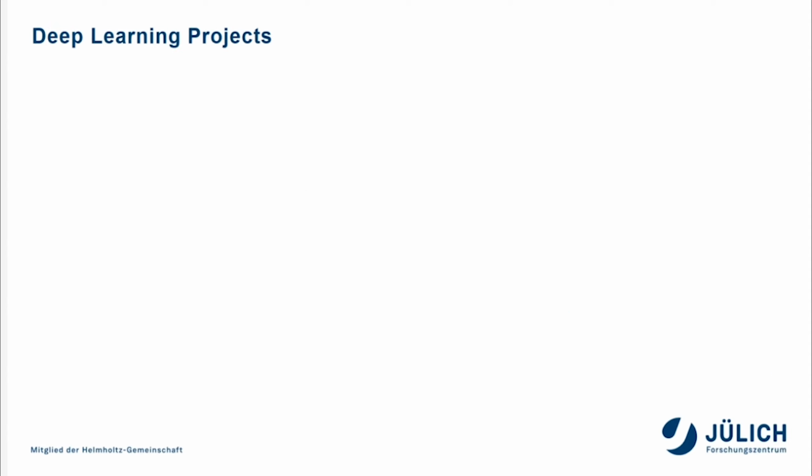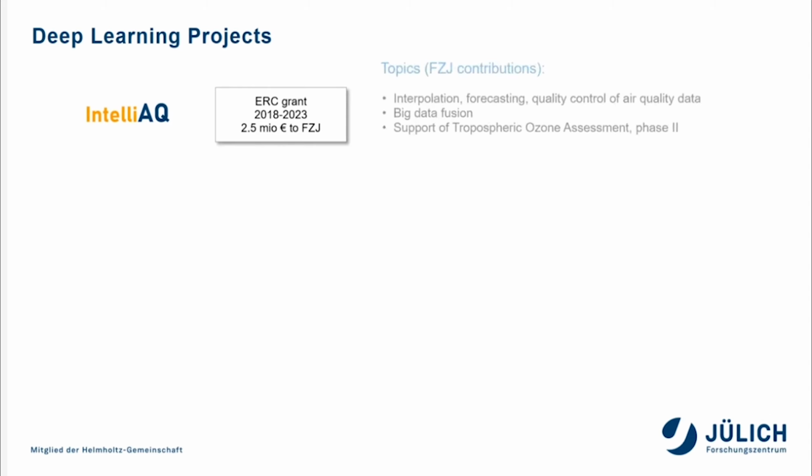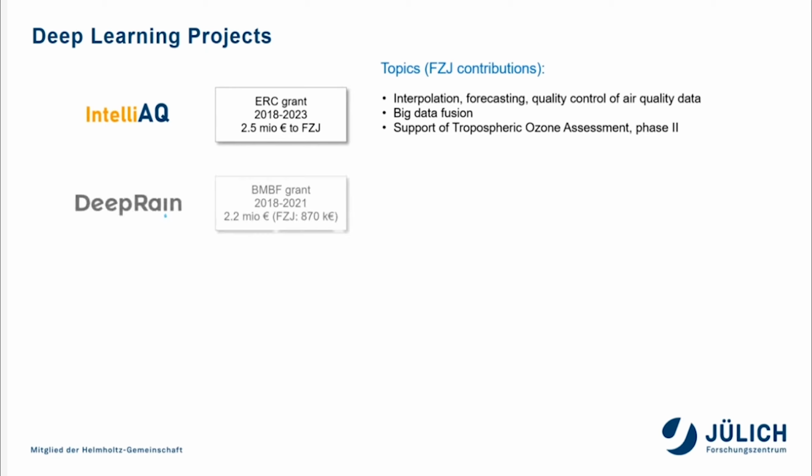So deep learning projects, let me just highlight those. So we have this IntelliAQ project, the ERC grant running from 2018 to 2023, with a total volume of 2.5 million, all of that in our research group. So this really gives us a lot of leverage to do nice things. And the big topics here in this project are, just as keywords, the interpolation, forecasting, and quality control of air quality data, big data fusion, and support of the tropospheric ozone assessment. So these are the key elements of this IntelliAQ project.